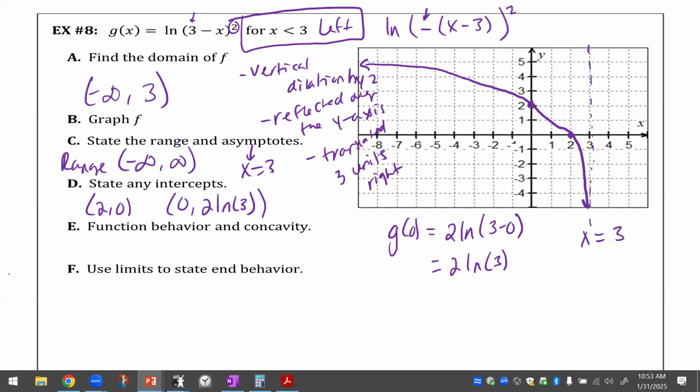Okay, in this case, this is function behavior. It's decreasing, agreed? It's continuous. And concavity is cave down.